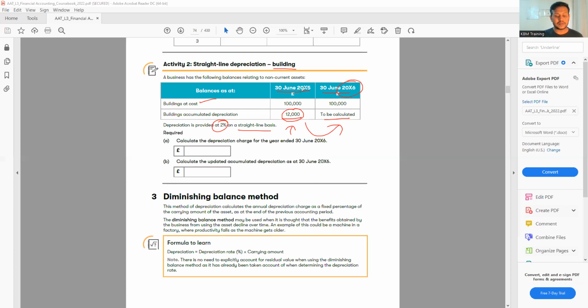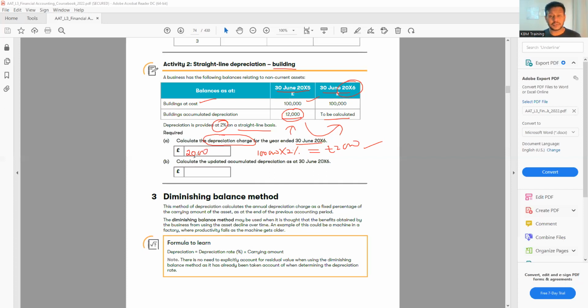The cost is 100,000, which is quite simple. So 100,000 is the cost, times 2%, and that will give us 2,000. Remember that depreciation means only 1 year, for 2016. Depreciation represents only 1 year, but the accumulated depreciation is all the depreciation till today. So 100,000 times 2%, the depreciation is 2,000.